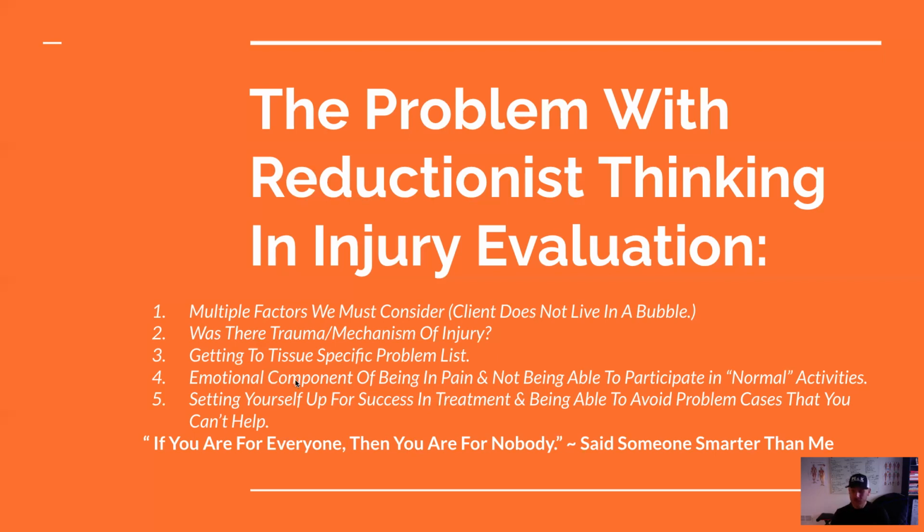Number three is getting to a tissue specific problem list. I always say, if you don't know what the problem is, you can't fix it in the first place. And people don't just live in this one area. I see this a lot, especially with manual therapists that might do one certain thing. They're like, oh, well, I do lymph flow treatment, so it's got to be the lymph, or I'm a fascia person, or I'm a Reiki person, or I'm a reflexology person. It's like, no, that doesn't really tell us what's going on. The client has multiple problems and you need to identify all those problems.